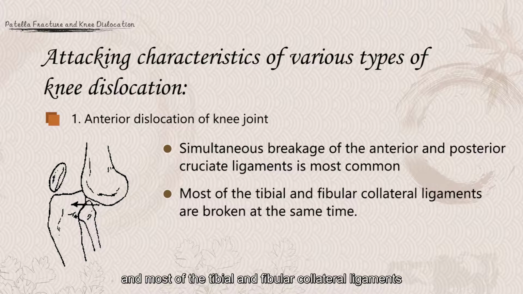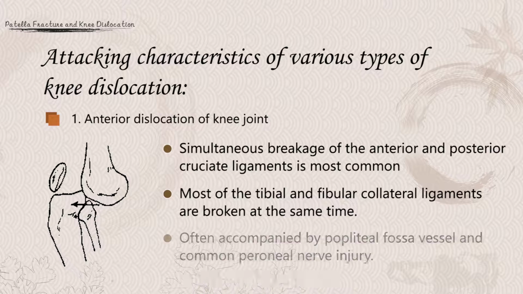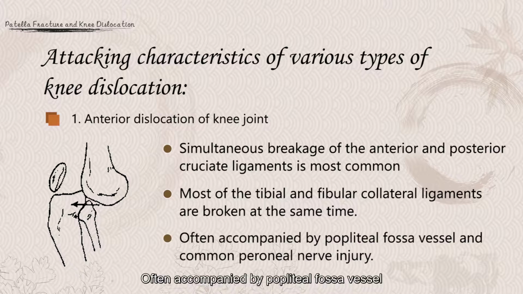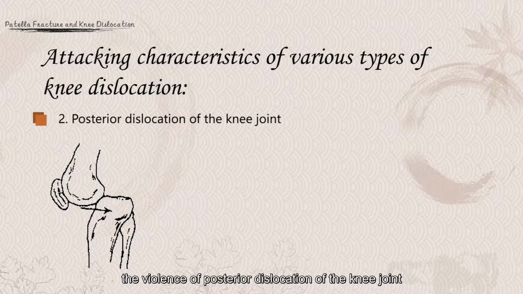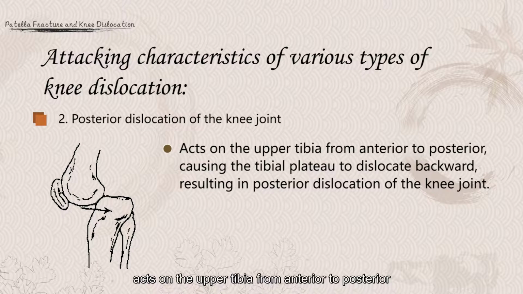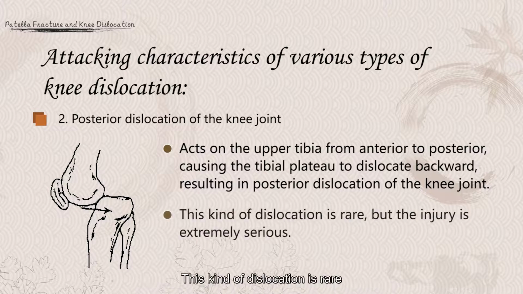And most of the tibial and fibular collateral ligaments are broken at the same time, often accompanied by popliteal fossa vessel and common peroneal nerve injury. Second, the violence of posterior dislocation of the knee joint acts on the upper tibia from anterior to posterior, causing the tibial plateau to dislocate backward, resulting in posterior dislocation of the knee joint. This kind of dislocation is rare, but the injury is extremely serious.